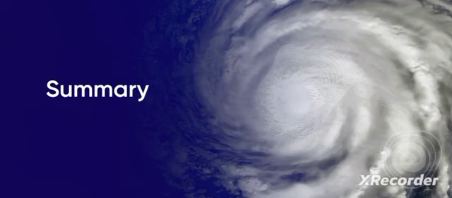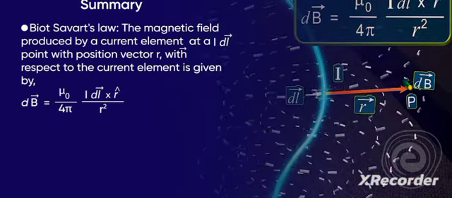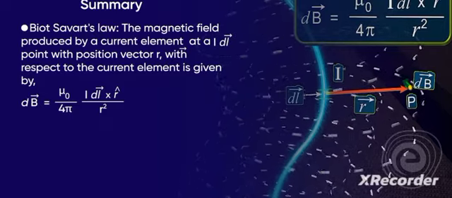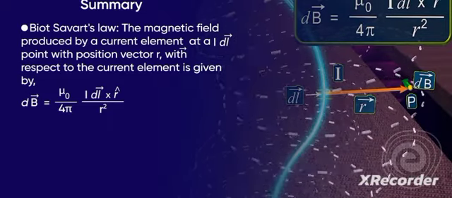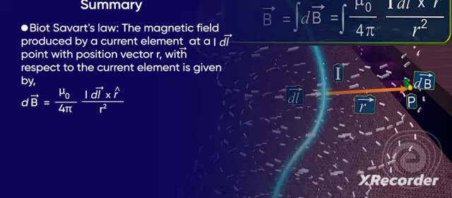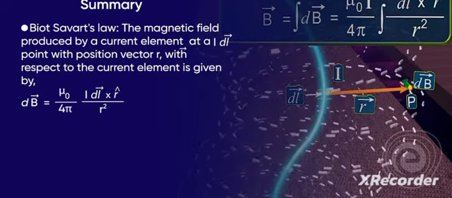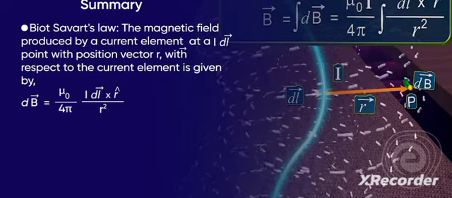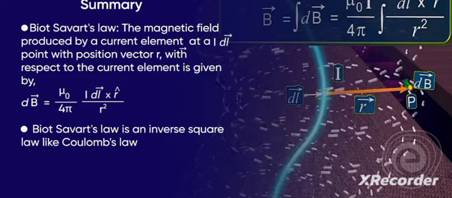Let's summarize. The Biot Savart's law states that the magnetic field produced by a current element I vector dl at a point with position vector r with respect to the current element is given by vector dB equals mu 0 upon 4 pi I vector dl cross r cap upon r square. The Biot Savart's law is an inverse square law like Coulomb's law.